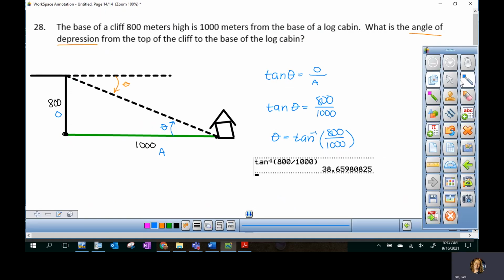It's an angle, so we're just going to round to the nearest whole number, the nearest degree. So that's going to round to approximately 39 degrees.